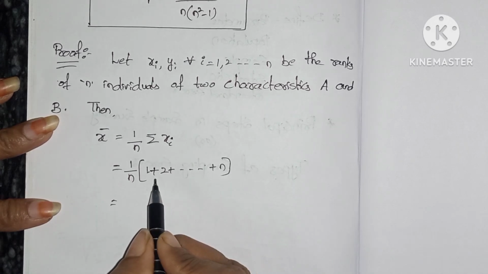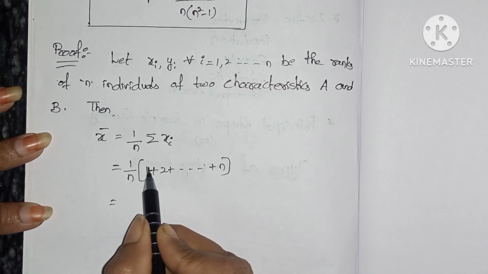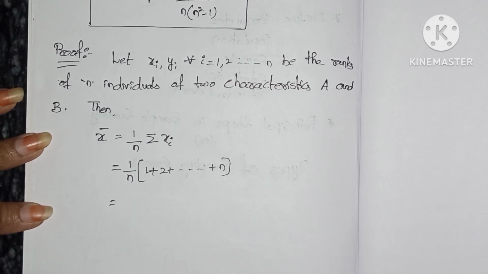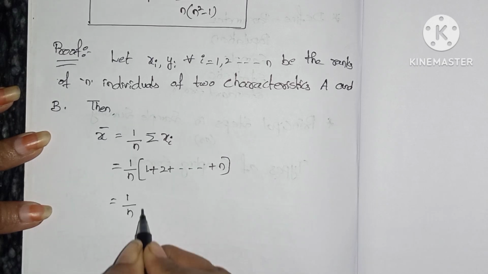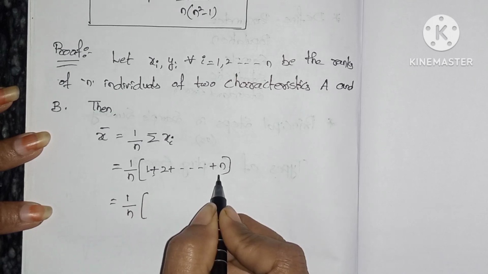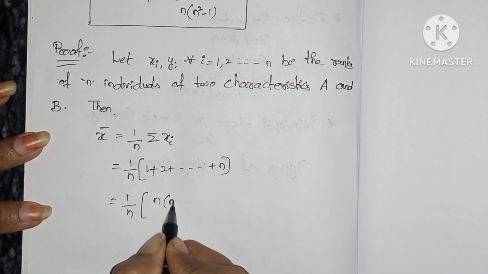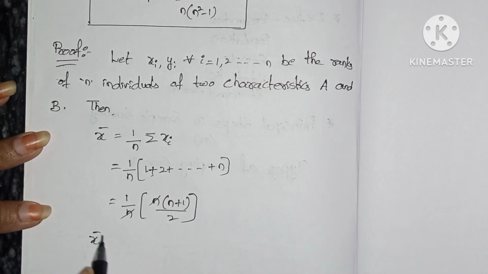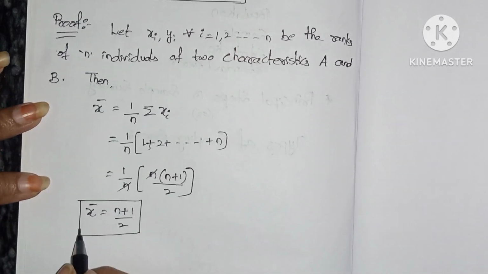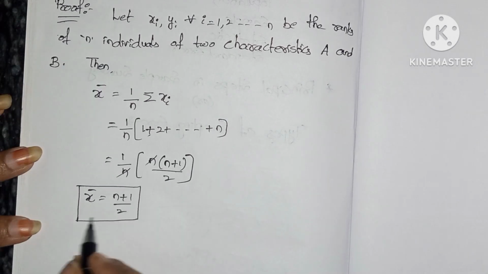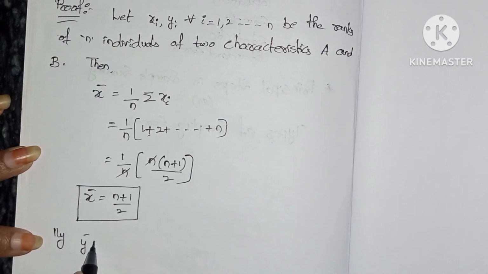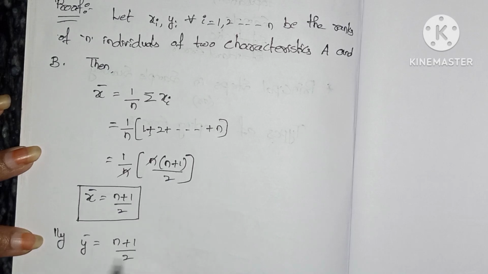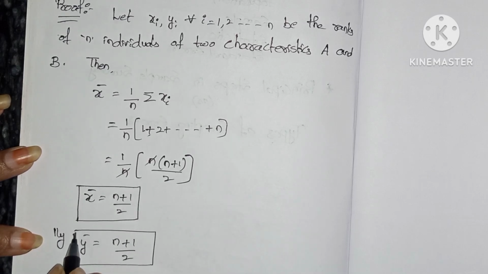That equals the sum of n natural numbers. The sum of n natural numbers formula is n into n plus 1 by 2, no? So in place of the sum I write 1 by n into n into n plus 1 by 2. The n gets cancelled. So x bar equals n plus 1 by 2. In the same way, for y also, y bar equals n plus 1 by 2. Similarly we get the same for the y observations also.